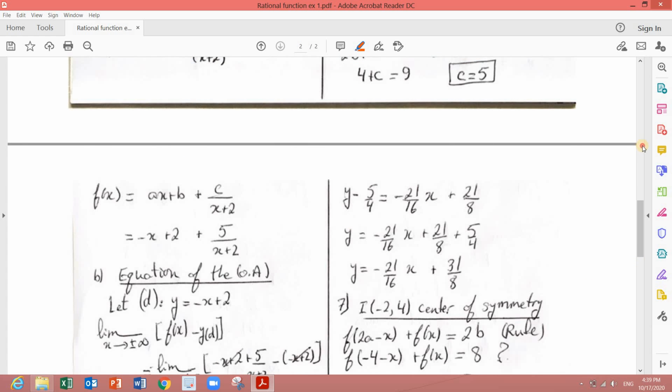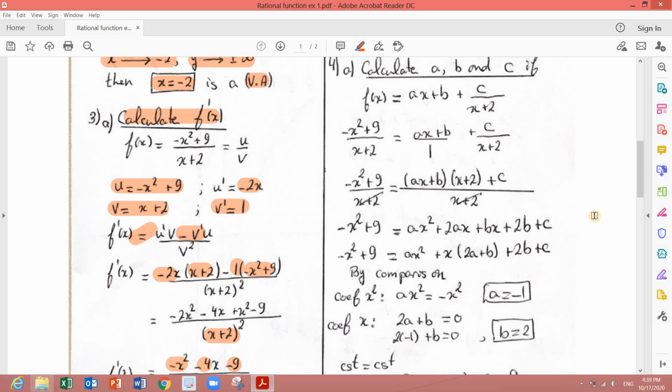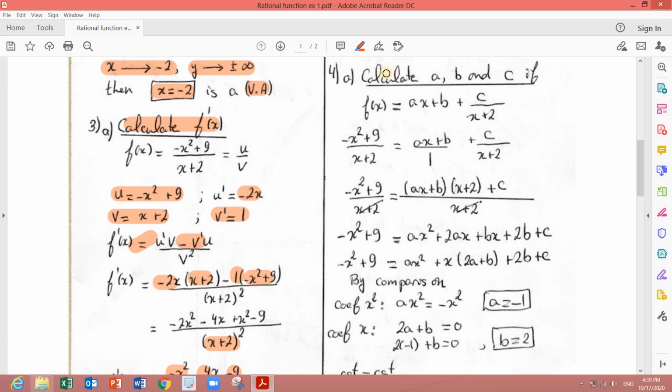Now we start with part 4. Calculate. We need to calculate a, b, and c if f x is written in the form ax plus b plus c over x plus 2. So we are going to calculate a, b, and c if f x equals ax plus b plus c over x plus 2. I put f x, the given value, which is minus x squared plus 9 over x plus 2.